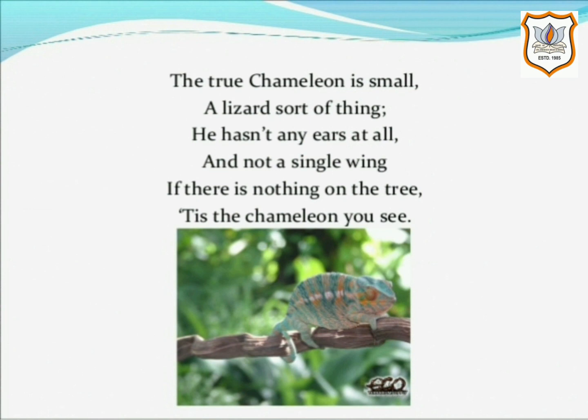Next line. If there is nothing on the tree, it is the chameleon you see. Here there are four figures of speech, that is litotes, alliteration, internal rhyme and repetition. Litotes because a negation is used to convey the positive meaning that a chameleon changes color to camouflage itself so that it remains unseen. Alliteration because the consonant sound th is repeated in the words there and the. Internal rhyme because rhyming words tree and see are used in the same sentence. And repetition because the word the is repeated for poetic effect.